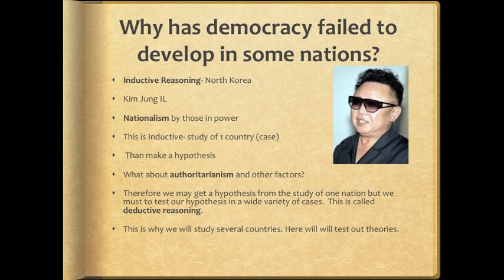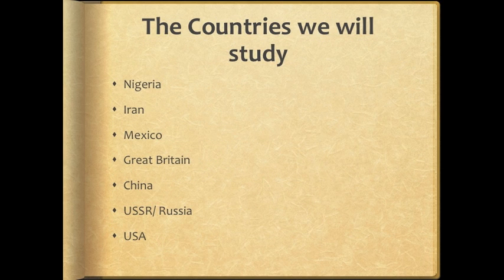And so if we were to take a look at why democracy hasn't developed in North Korea, we could say, well, nationalism. But that's just looking at one country. That's inductive reasoning. If we want to take a look deductively, we would take a look at North Korea along with several other countries and why democracy hasn't developed. For example, the reason that democracy didn't develop in Iraq until 2010 and the former Soviet Union until the early 1990s didn't have to do with nationalism, it had to do with a host of completely separate reasons. So on slide 6 you can see the 7 countries that we're going to study.